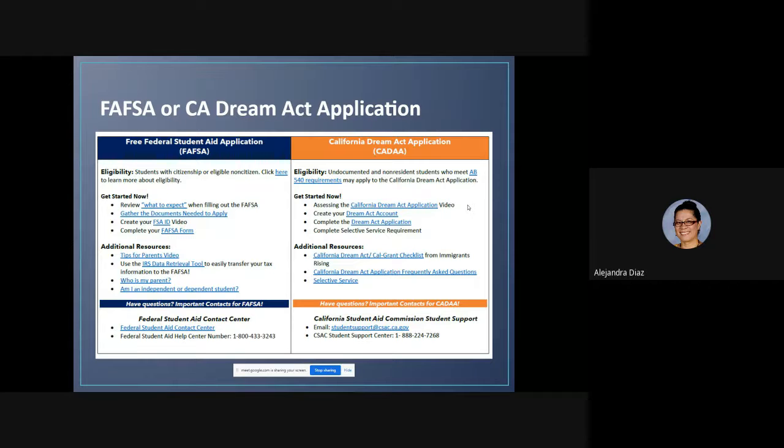But again, you only complete one form. You only complete one application. It's either going to be the federal student aid application or the California Dream Act application. Depending on what type of student you are, if you're a citizen or eligible non-citizen, you would complete the FAFSA. If you're an undocumented student or considered an AB 540 student, then you would go ahead and complete the California Dream Act application. This concludes the rest of our presentation. I'm going to stop recording, and then if there are any questions, we'll be more than happy to answer them for you.